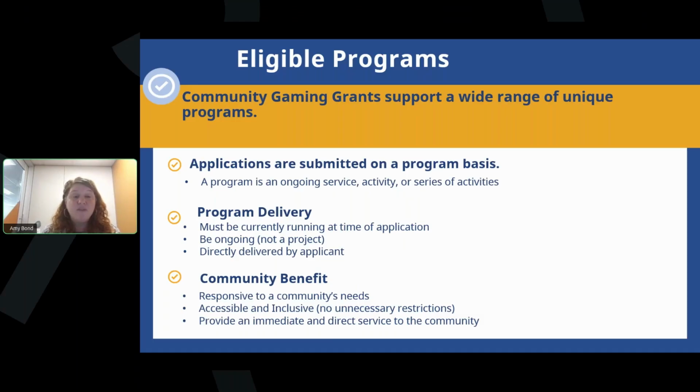Programs also must demonstrate broad community benefit. So how is the program responsive to a community's needs? Is it accessible and inclusive? So no unnecessary restrictions. And it should provide an immediate direct service to the community. They should be able to see something reporting out within 12 months.